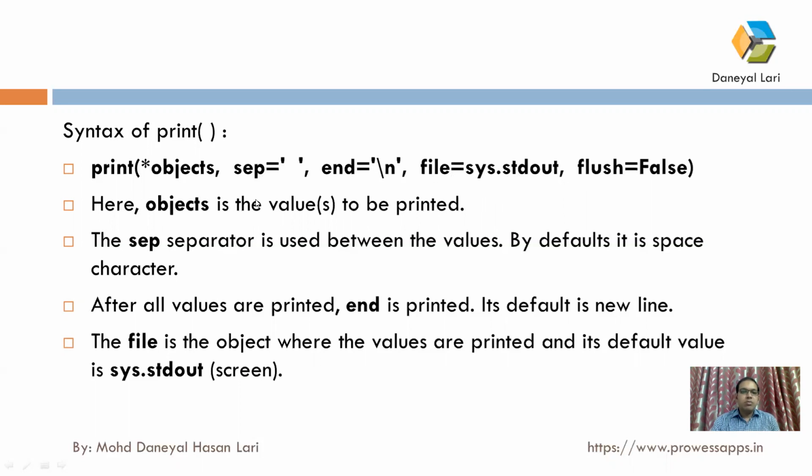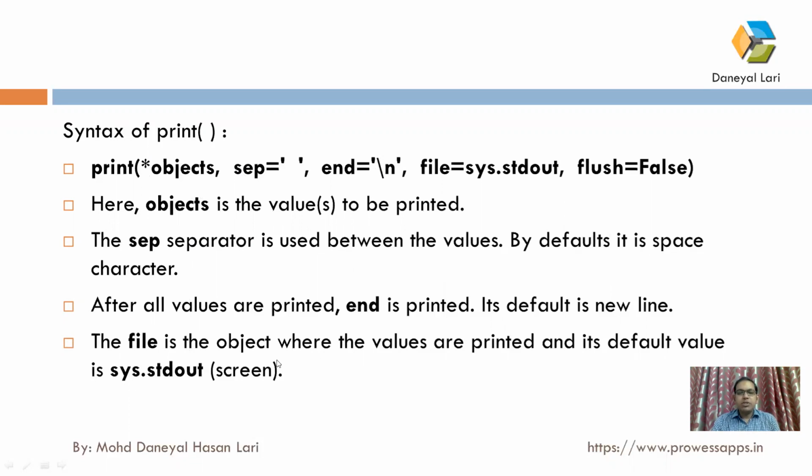Objects is the value that you want to print. The sep is called the separator, used between the values. So whenever more than one value is passed to print, it will be used to separate the values when printed. By default it is a space character. After all values are printed, end is printed. So end is \n. \n denotes move to the next line, and its default is newline.